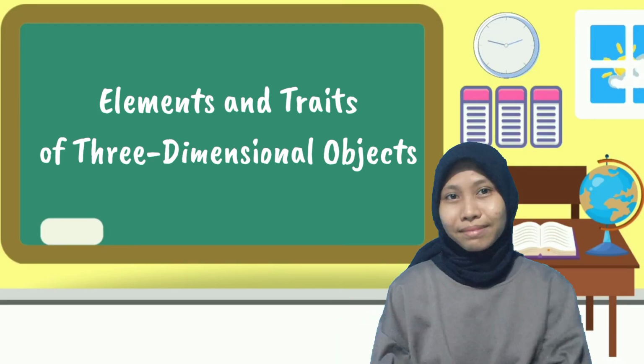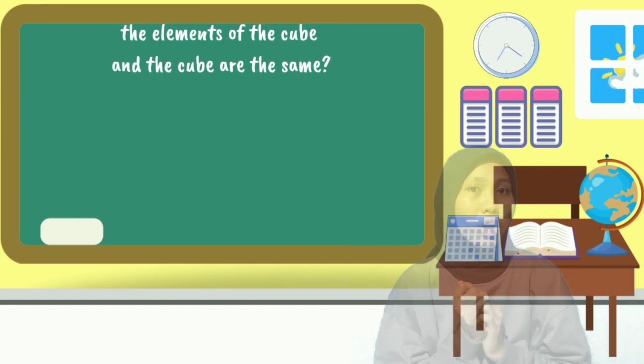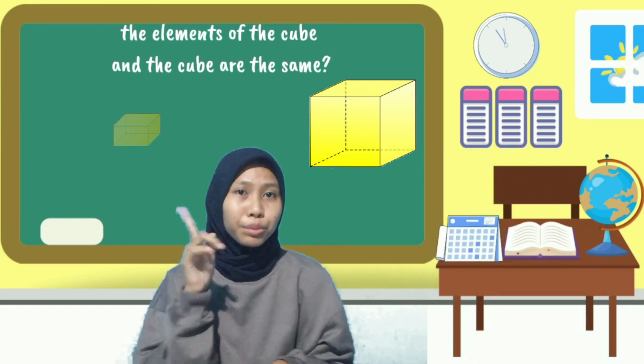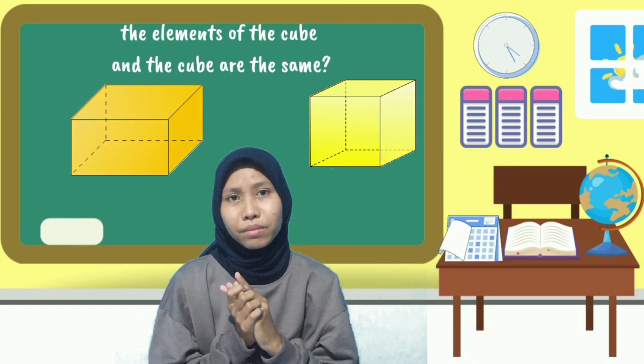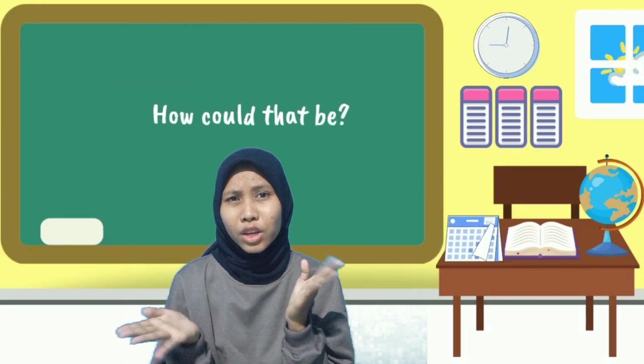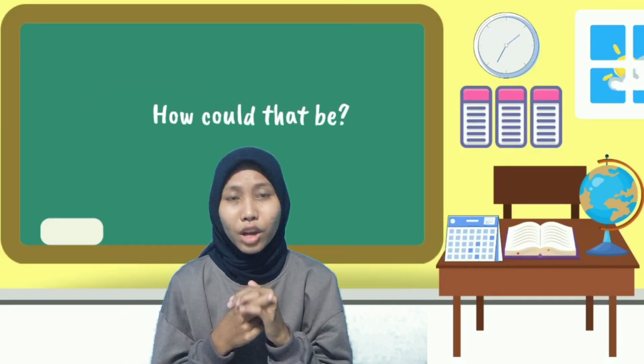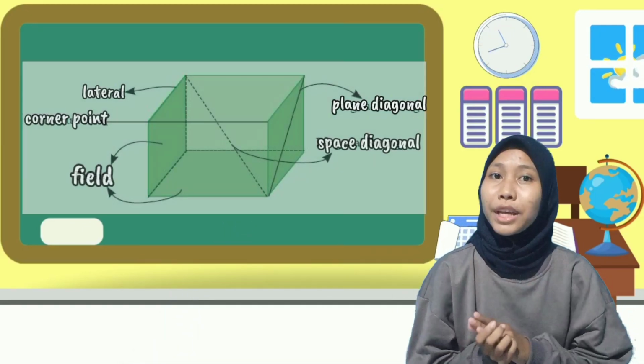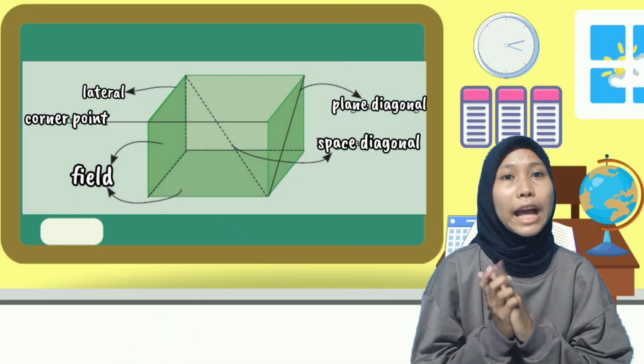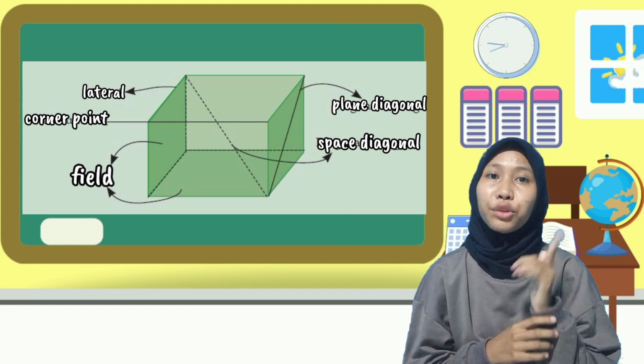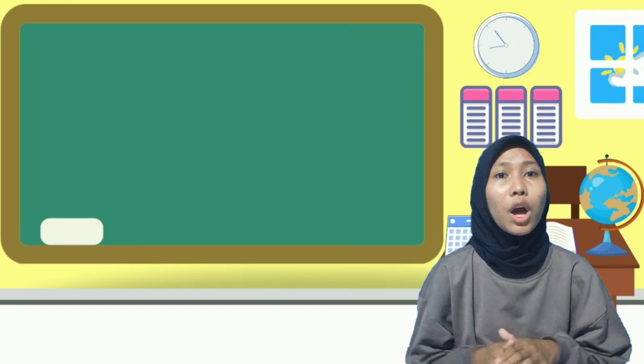Here is the description. Did you know the elements of a cube and a cuboid are almost the same? How could it be? What is this about? Here is the explanation. Look at the following image. The picture shows the elements of a cube and a cuboid respectively.